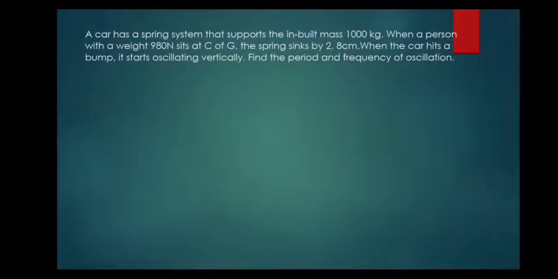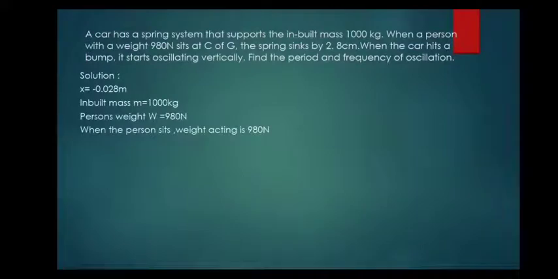Next problem. A car has a spring system that supports the inbuilt mass of 1000 kg. When a person with a weight of 980 Newton sits at the center of gravity, the spring sinks by 2.8 centimeter. When the car hits a bump, it starts oscillating vertically. Find the period and frequency of oscillation.